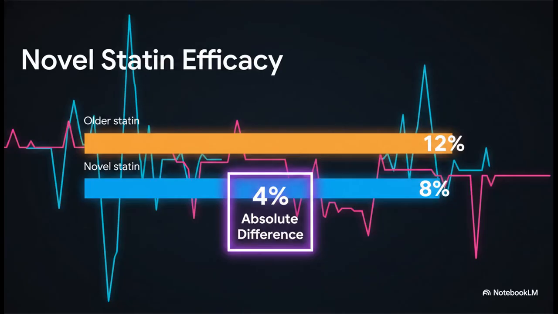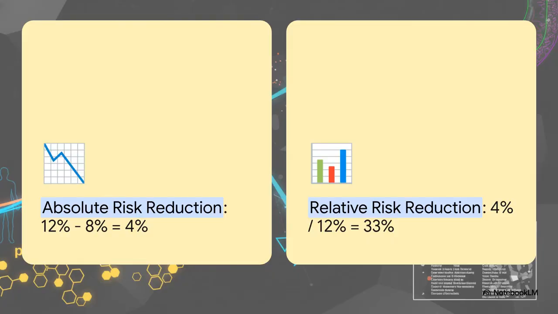Alternatively, when evaluating a genuinely successful intervention, like a novel statin, we look at the actual drop in event rates. Say the risk of a cardiovascular event fell from 12% on an old drug down to 8% on the new drug. Notice the staggering difference in how we can present this exact same data. A modest 4% absolute risk reduction is mathematically equivalent to a massive 33% relative risk reduction. Pharmaceutical companies absolutely love relative risk, but absolute risk tells the clinician the true grounded impact on the population.